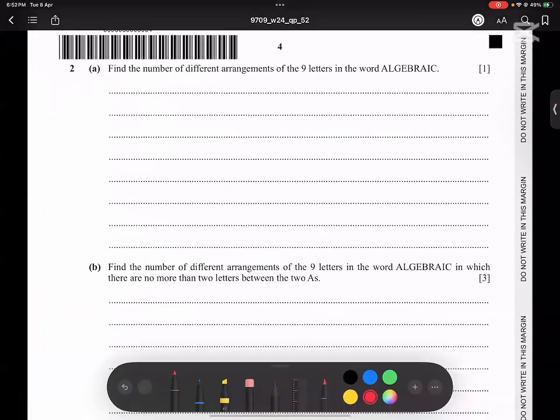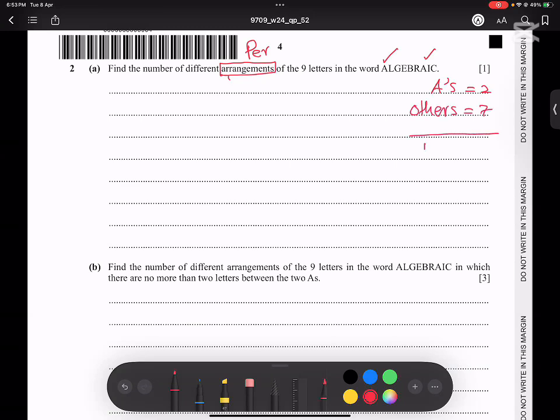Question number 2: find the number of different arrangements of the 9 letters in the word algebraic. When the word arrangement comes, it represents permutation, so nPr. But the problem is that 2 A's are repeating. The A's are 2, and the others are 7, and the total is naturally 9.